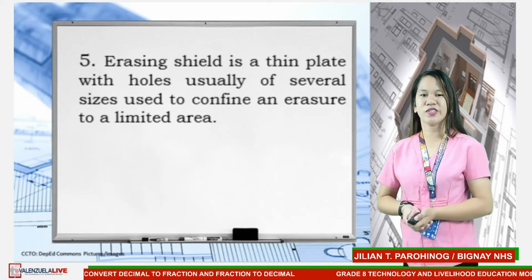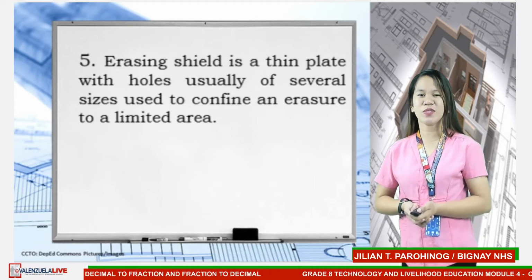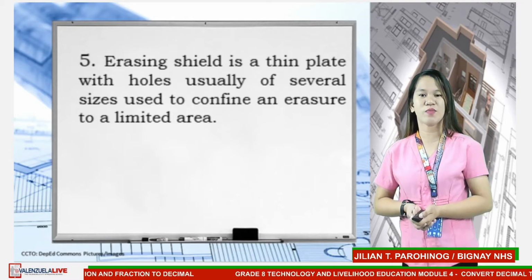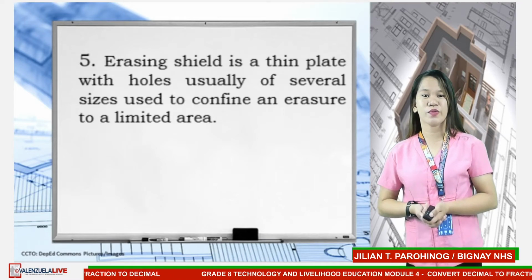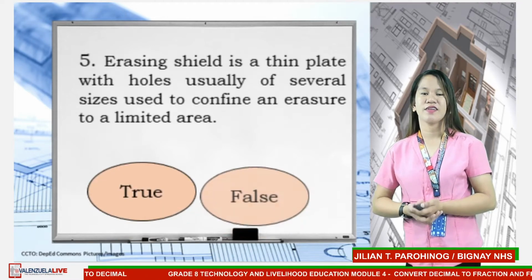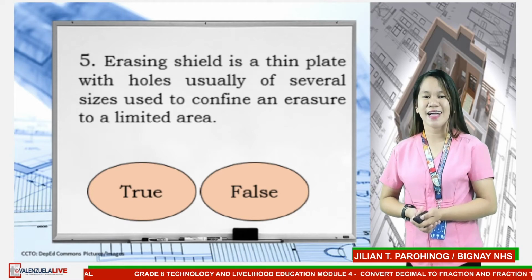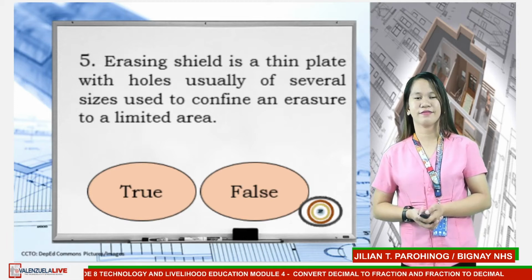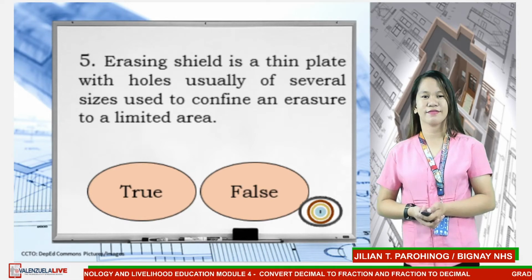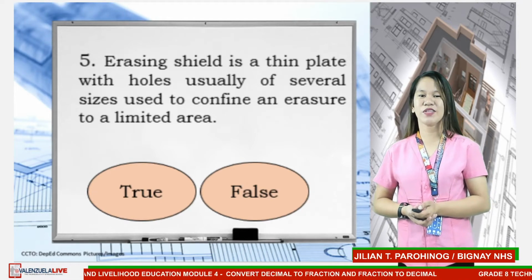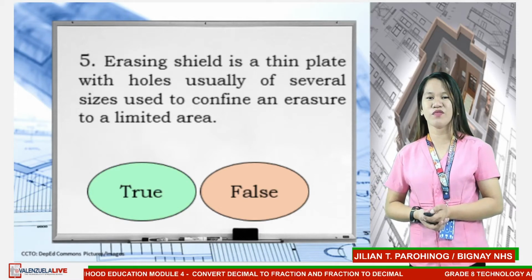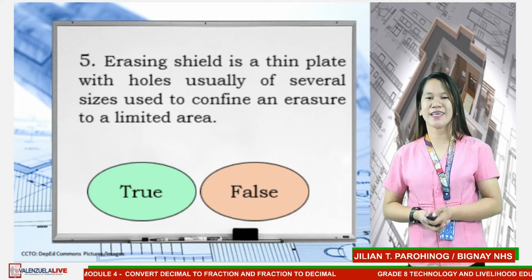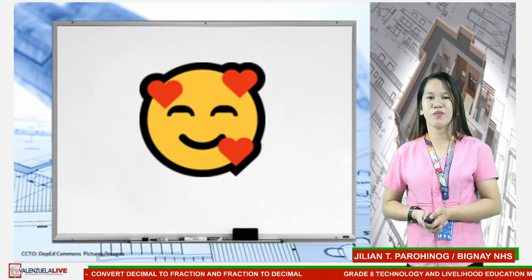An eraser shield is a thin sheet of stainless steel or plastic with slots and holes of different shapes. Is it true or false? Your timer starts now. Time's up. The correct answer for number 5 is true. Amazing. Who got 3 and above?